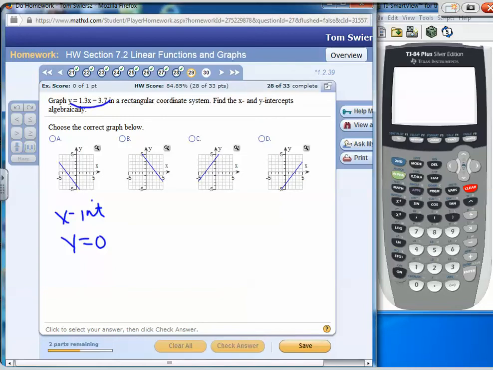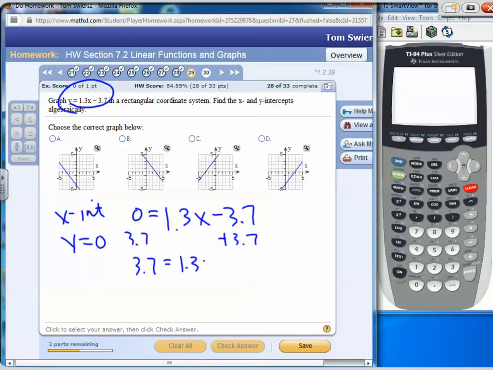So you have, here's your equation. You put in 0 for y equals 1/3 x minus 3.7. So we're going to solve for x. So we can add 3.7 to both sides to get 3.7 plus 0 is 3.7 equals 1.3x. Divide by 1.3. Because the 1.3 divided by 1.3 is 1. 1 times x is x. So x is going to be 3.7 divided by 1.3. Okay? So we'll do that.